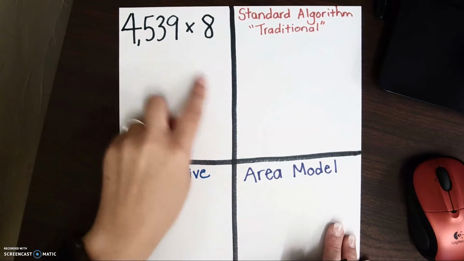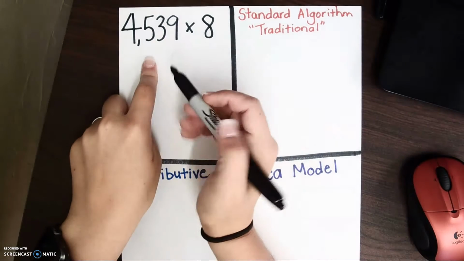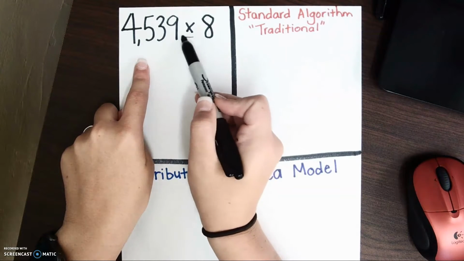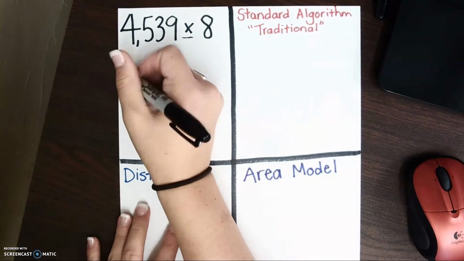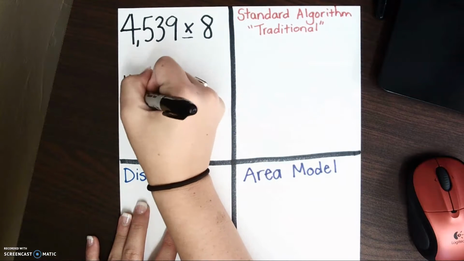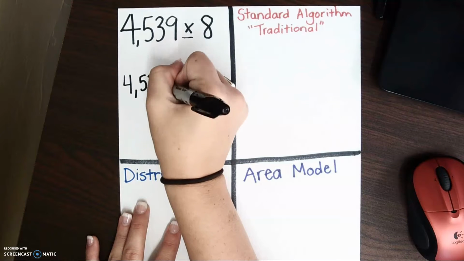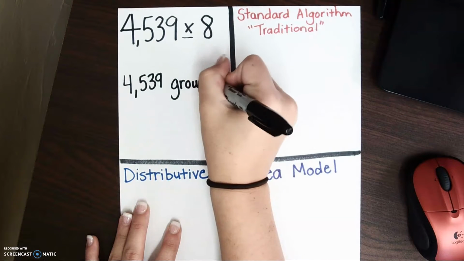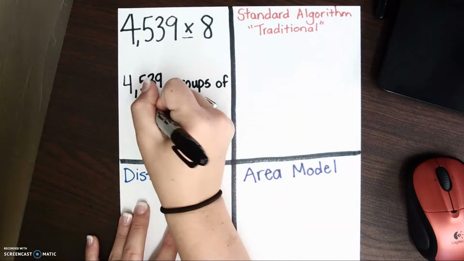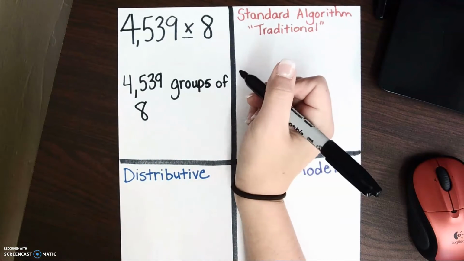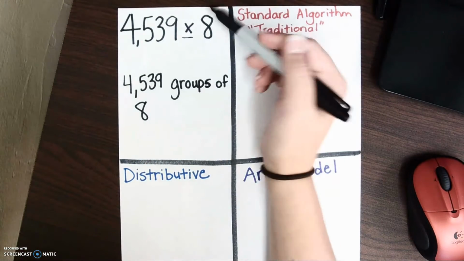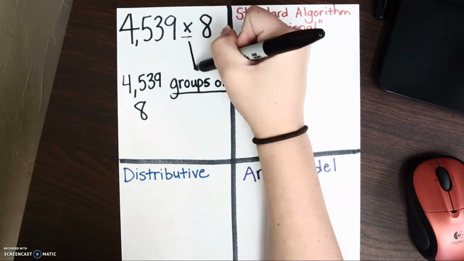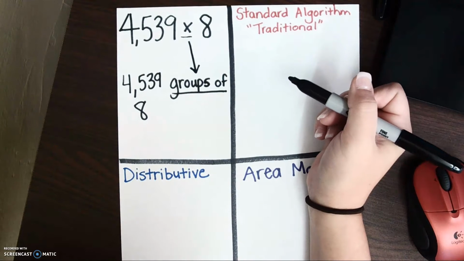Again, this first box we just talk about using our words. We know this can say 4,539 times 8, but we also want to remember that it means 4,539 groups of 8. Groups of 8 is another way we can say that. The main part here is to remember that times can also mean groups of.